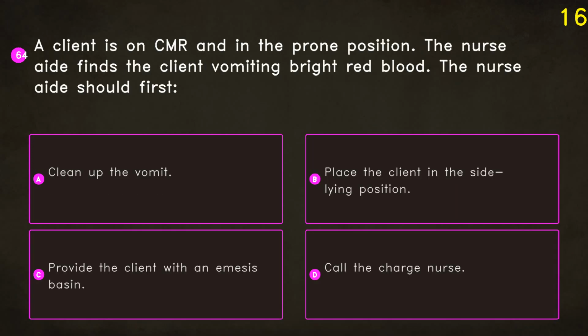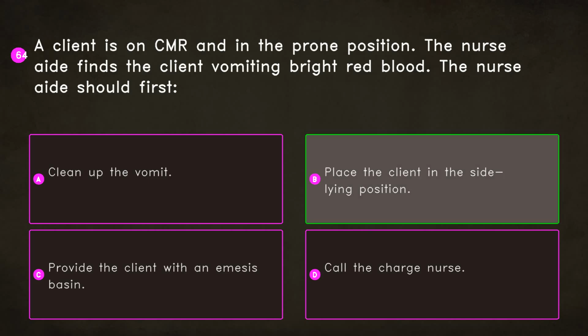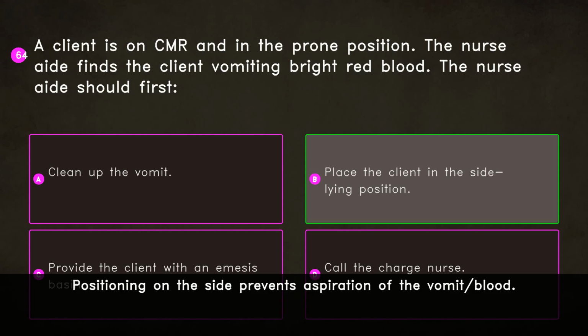Question 64. A client is on CMR and in the prone position. The nurse aide finds the client vomiting bright red blood. The nurse aide should first: A. Clean up the vomit. B. Place the client in the side-lying position. C. Provide the client with an emesis basin. D. Call the charge nurse. The correct answer is place the client in the side-lying position. Positioning on the side prevents aspiration of the vomit/blood.